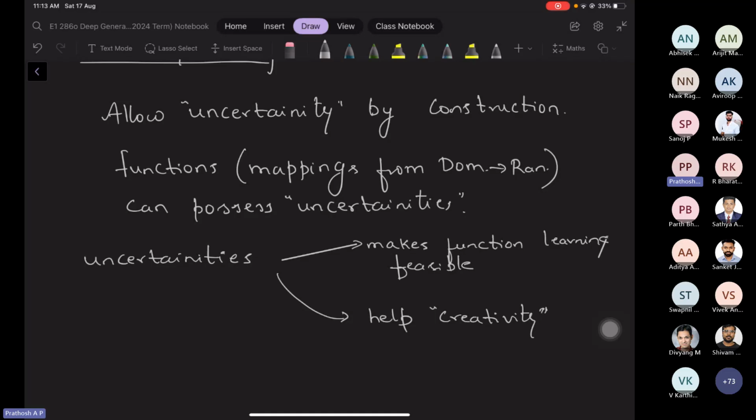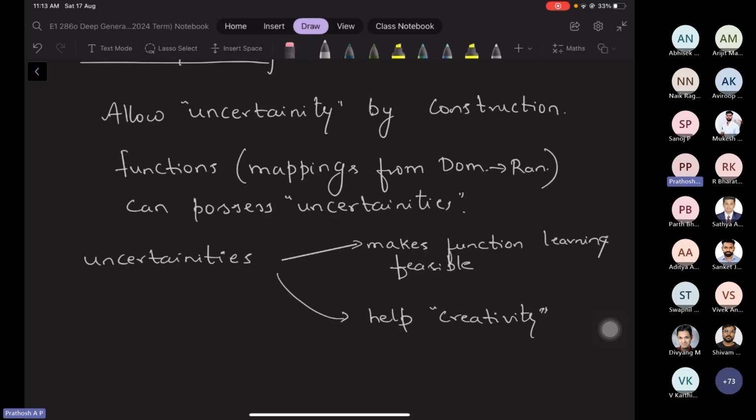Now, if you allow uncertainty, what happens is that you can create more elements from the domain set, and you can create more elements from the range set. That is what generative modeling is all about, at some level. So this is the paradigm where, in the function learning, the approximation that you do for these functions, you allow for the presence of uncertainty by construction. Okay. Any questions on this before we concretize these ideas?